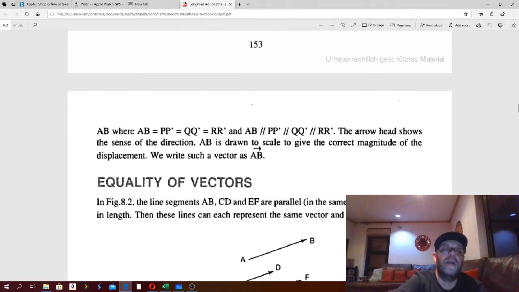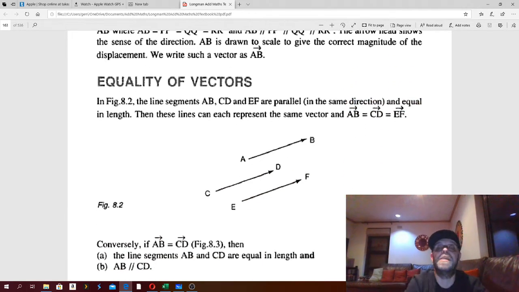Okay, now they talk about the equality of the vectors here, and you can see they've labeled 3 of them: A, B, C, D, and E, F. And because these lines are drawn to scale and they all go in the same direction, we would say that they are equal to each other.